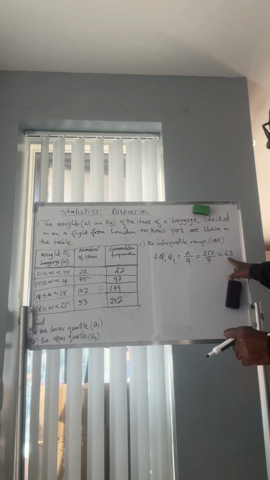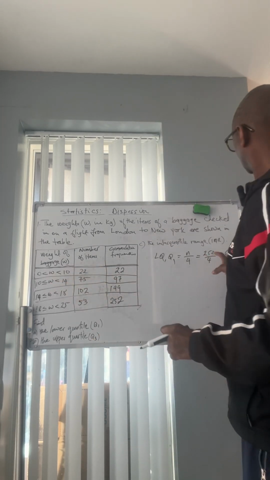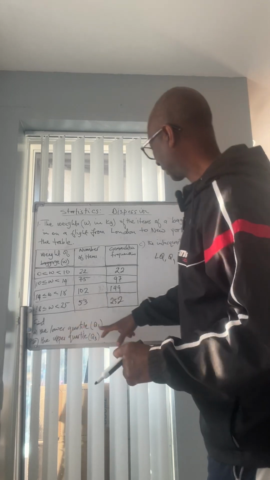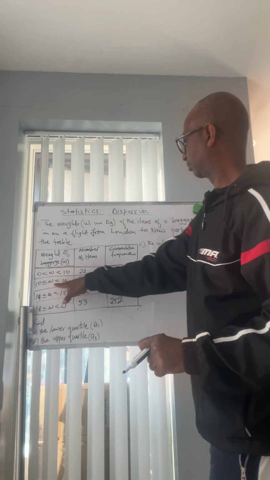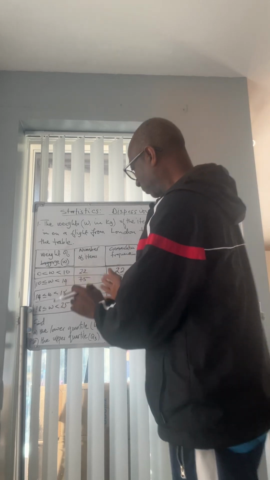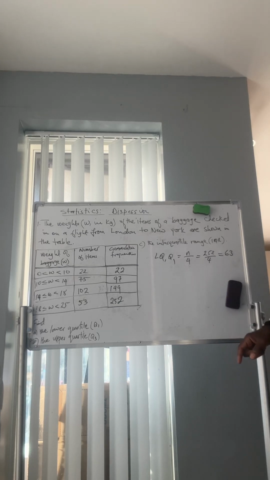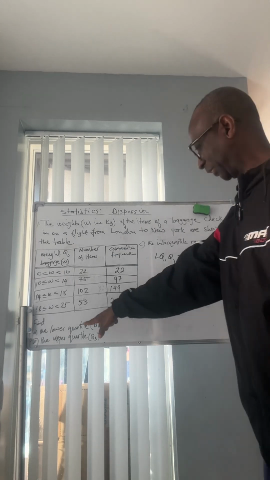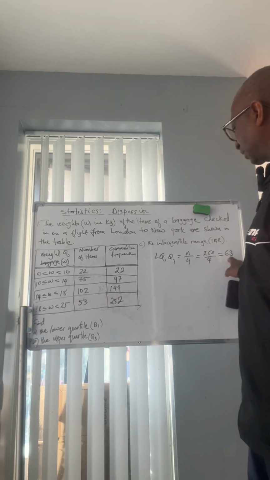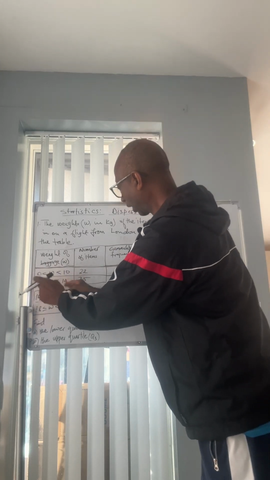63 falls in this column here. So our lower quartile falls in this column, 10 to 14 kilogram. The bags that weigh between 10 to 14 kilogram. That is where the lower quartile falls. This number I just said, 63, is not the answer to this question. What you found here is just a position. This is telling you that your lower quartile falls within this range. We have to find it within this range.